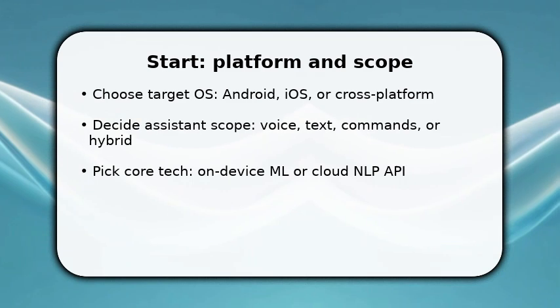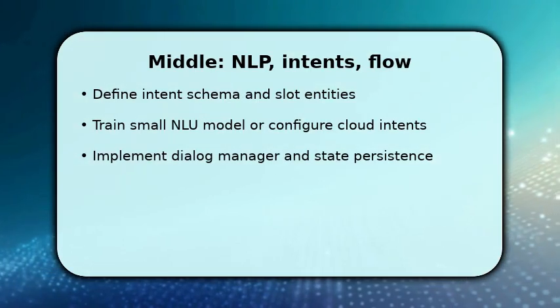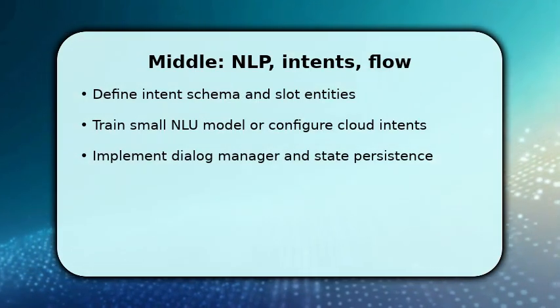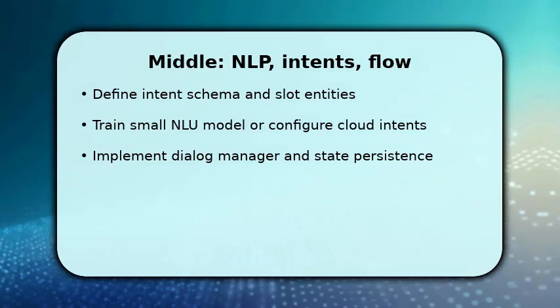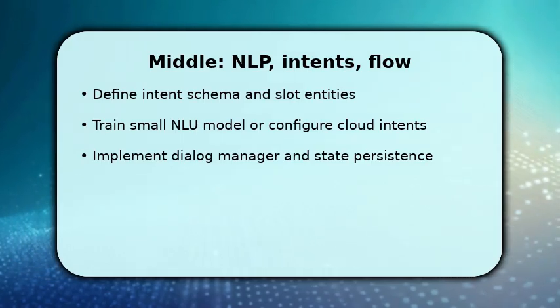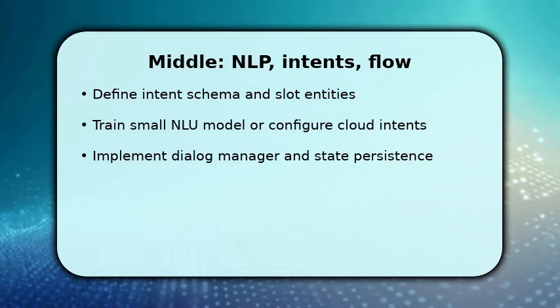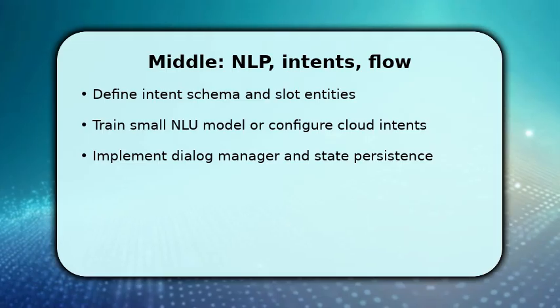Now you build the assistant brain. Define a concise intent schema and slot entities for essential tasks. This prevents overfitting. Train a compact NLU model or configure cloud intents, then test with varied utterances. Implement a dialogue manager to track state, handle confirmations and fallbacks, and persist context across sessions.